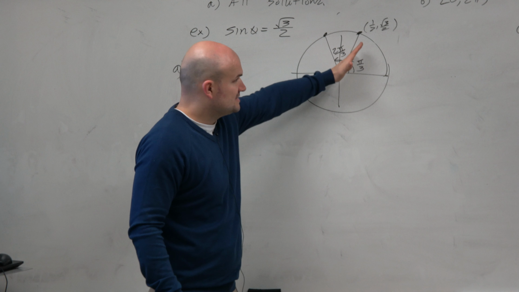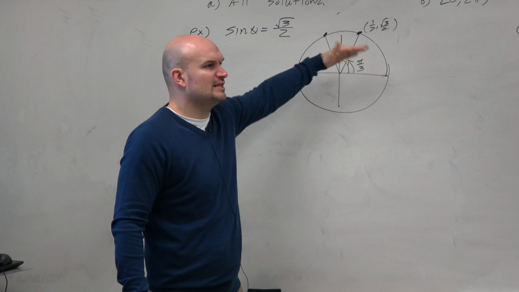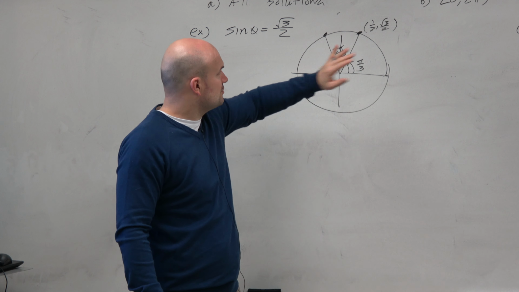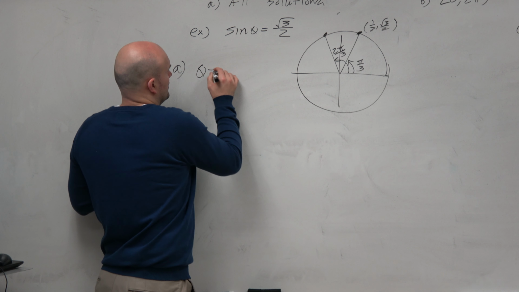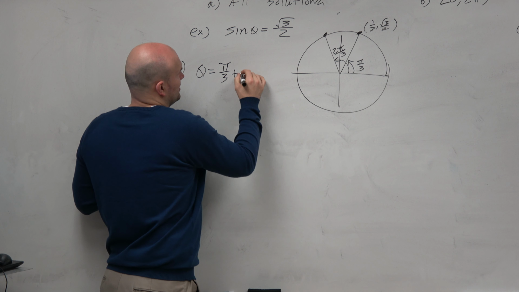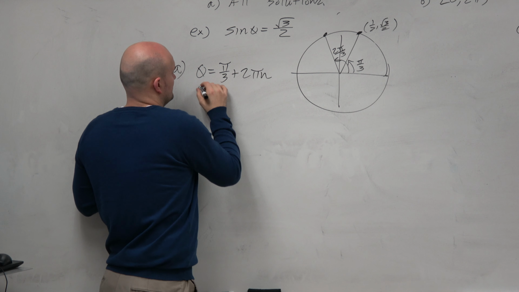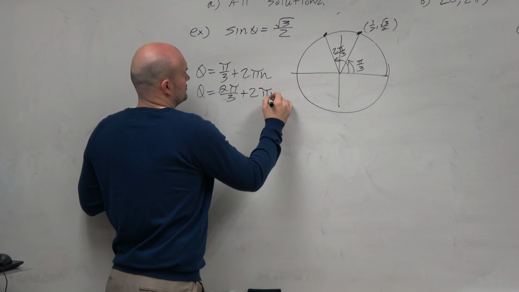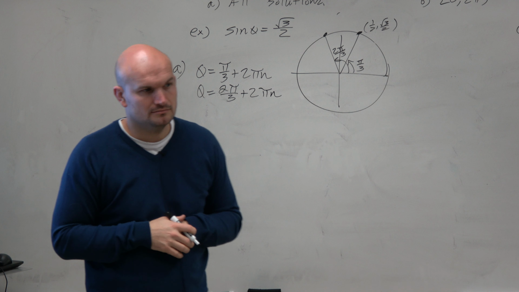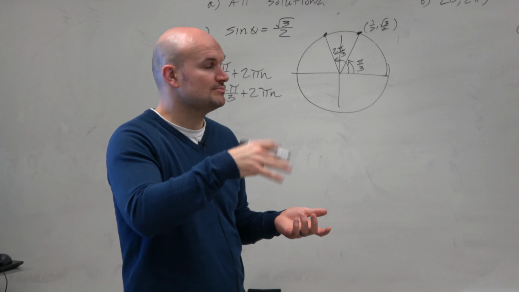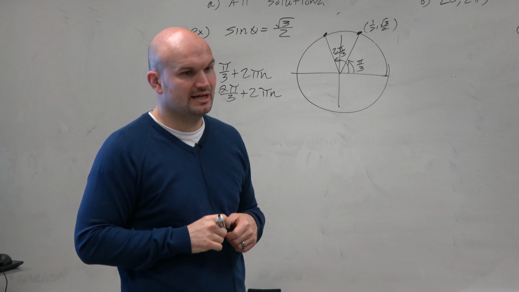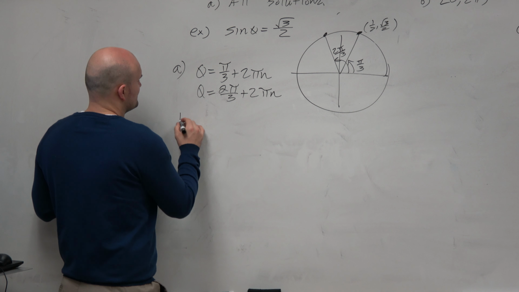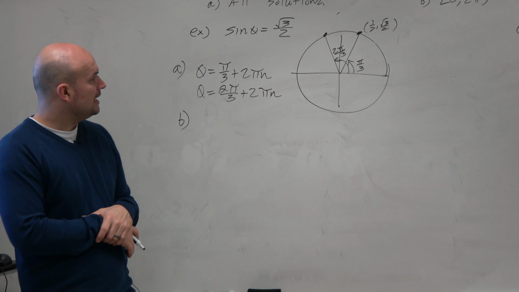Now again, for A, we're trying to find all the solutions. Well, these solutions, you guys can see, they don't really have any relationship with one another. They're not an equal distance away from each other. So what we're going to have to do is just take each solution. Theta equals pi over 3 plus 2 pi n. And theta equals 2 pi over 3 plus 2 pi n. And if you just keep on adding or subtracting 2 pi to those angles, you're always going to get an x-intercept. Yes?